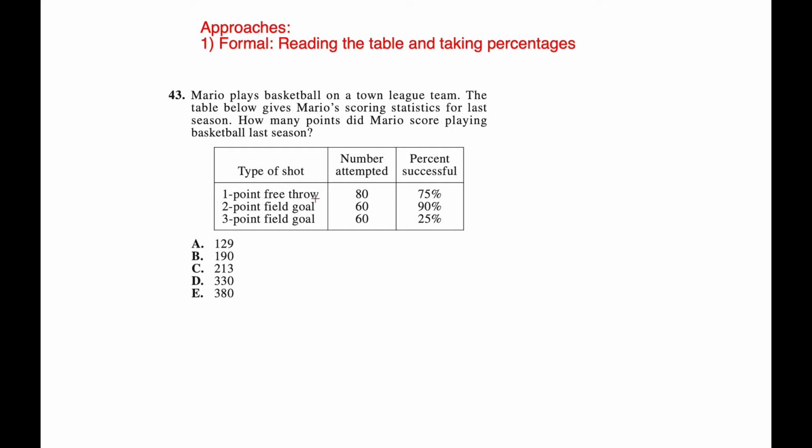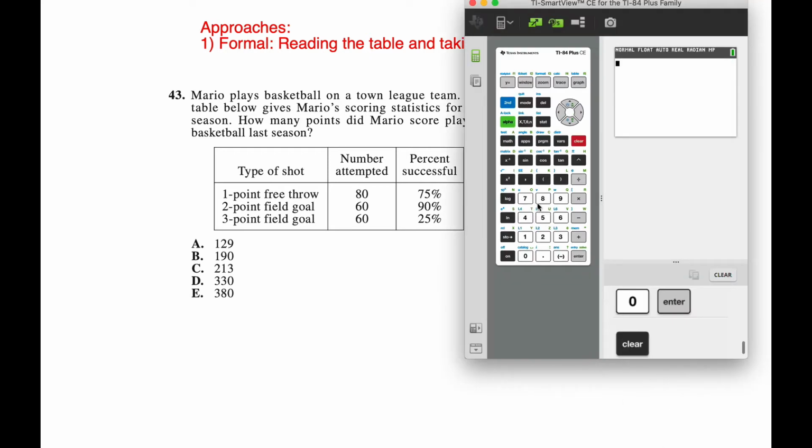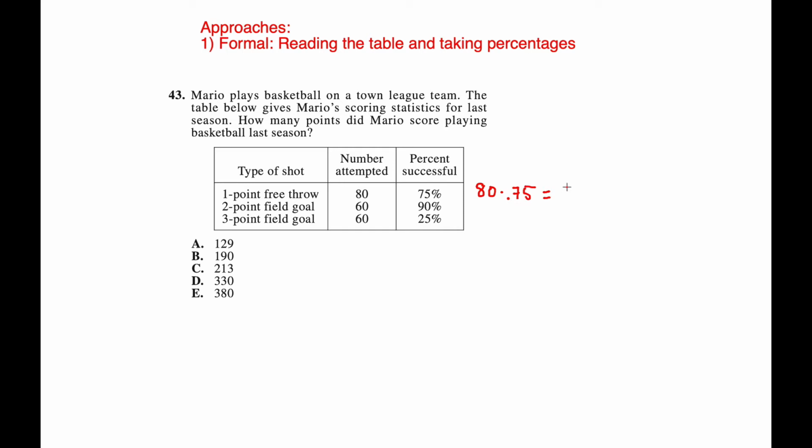So for example, for the 1-point shot, he attempted 80 of them and then made 75% of them. To calculate the number that he actually made, we can do 80 times 0.75. The 0.75 is how we convert that percentage into a decimal. You could also divide the 75 by 100, but it's equivalent. When we do 80 times 0.75 on the calculator, we get 60. So this tells us that he made 60 of those shots. And I'll just write a column here, made shots.